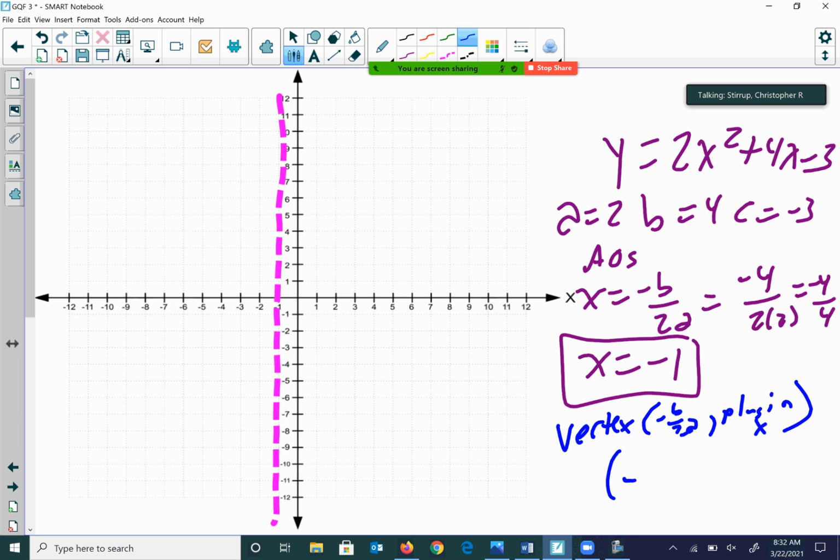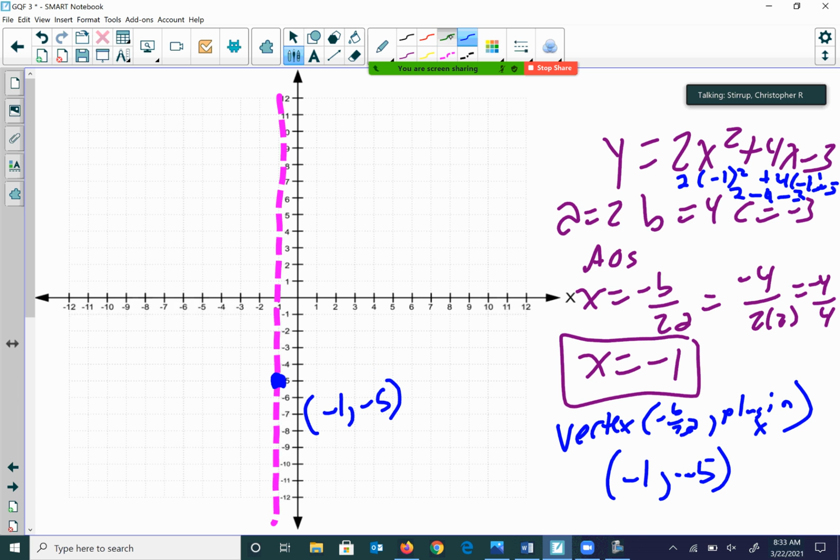So I'm going to get negative 1, comma, well, if I plug negative 1 in here, I get 2 times negative 1 squared plus 4 times negative 1 minus 3. Negative 1 squared is 1, 2 times 1 is 2, 4 times negative 1 is negative 4 minus 3. So 2 minus 4 is negative 2. Negative 2 minus 3 is negative 5. So I get to negative 1, negative 5, which is down here, and that's my vertex.